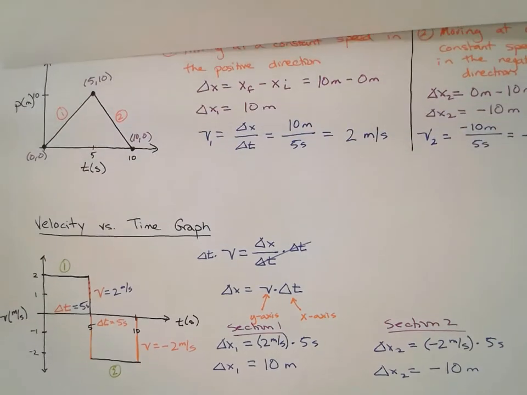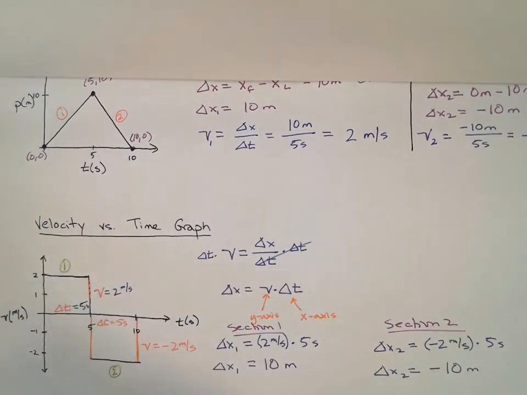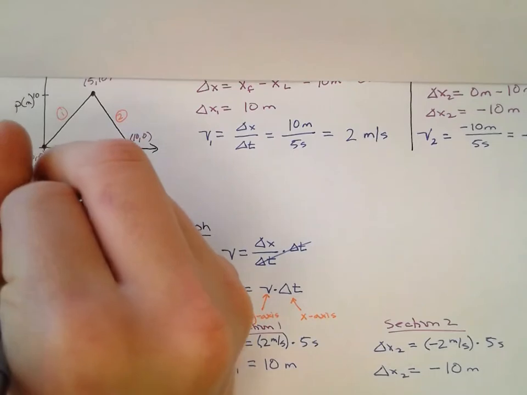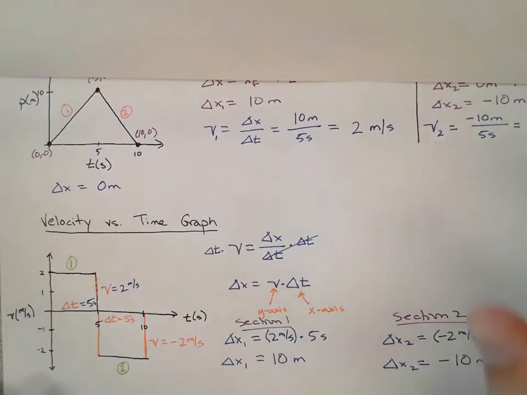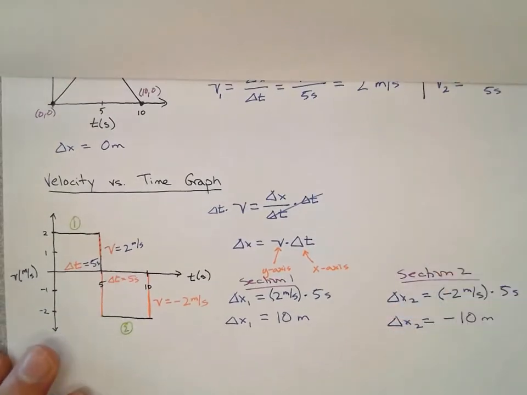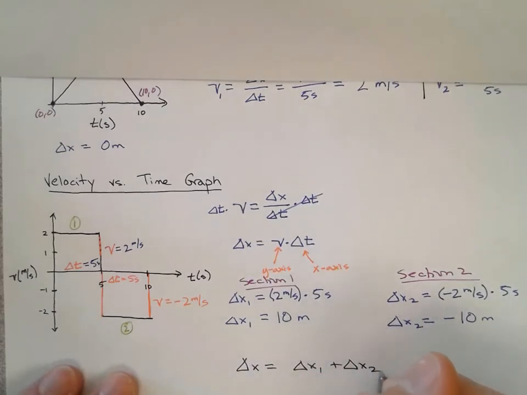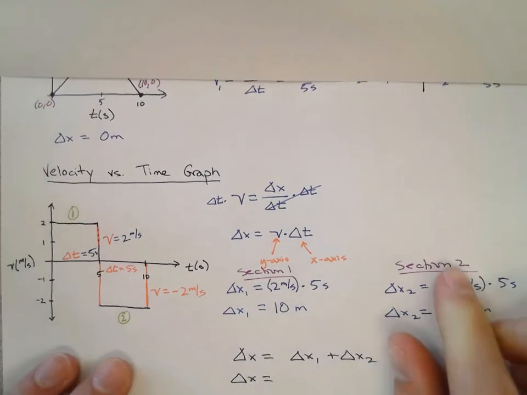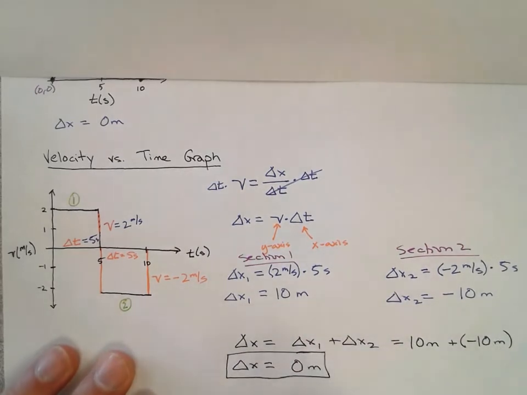Now looking at this position versus time graph, I start and end at the same place. So my total displacement should be equal to 0 meters. Well, if I look at what we just calculated down here, I see that that checks out, because if I say my total displacement is equal to change in x1 plus change in x2, I'll see that my total displacement is equal to 10 meters plus a negative 10 meters. So my total displacement is equal to 0.